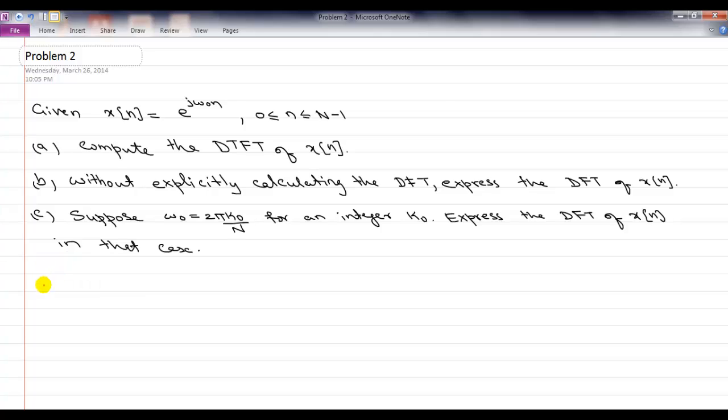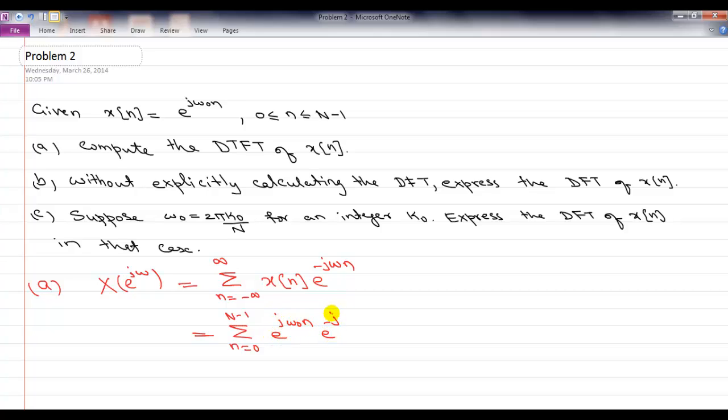So part A is simply saying compute the DTFT. So the DTFT is X(e^jω) is summation n from minus infinity to infinity x[n] e to the minus jωn. Now we are considering x[n] only from 0 to N minus 1, so we get n from 0 to N minus 1. My x[n] is e to the jω0 n times e to the minus jωn. So I just simplify that, e to the j(ω0 minus ω)n.